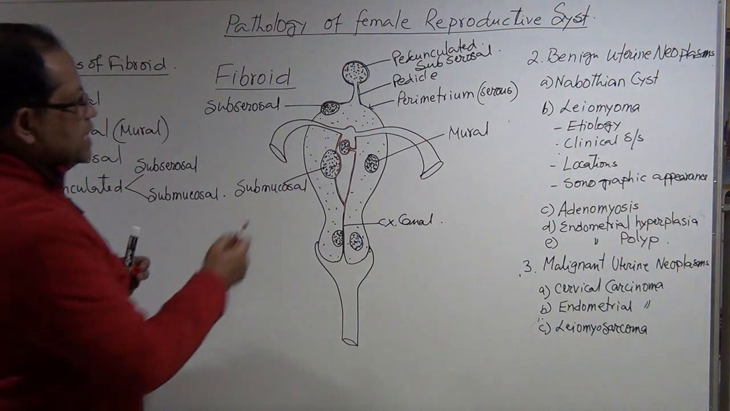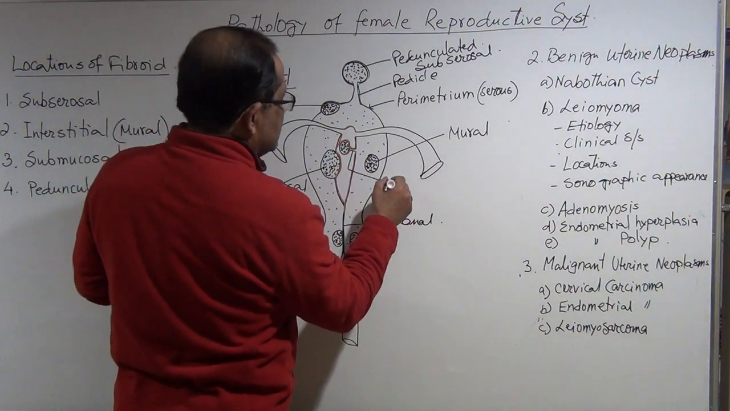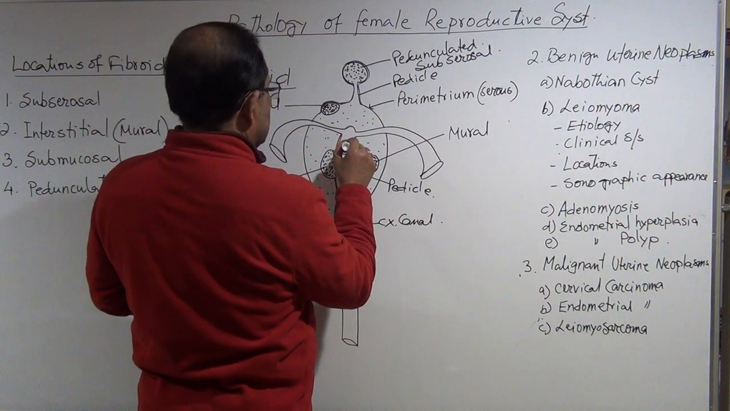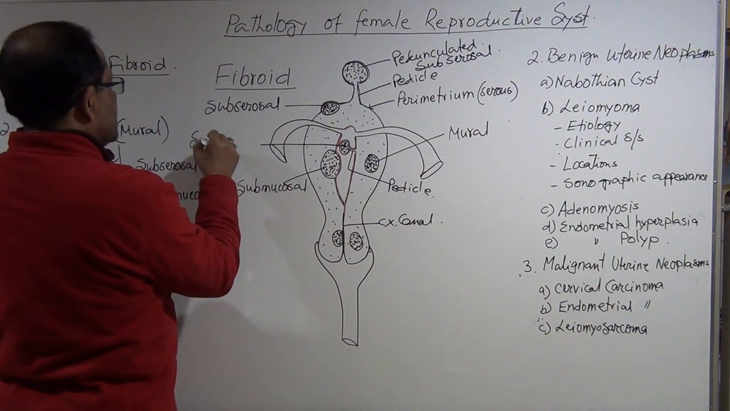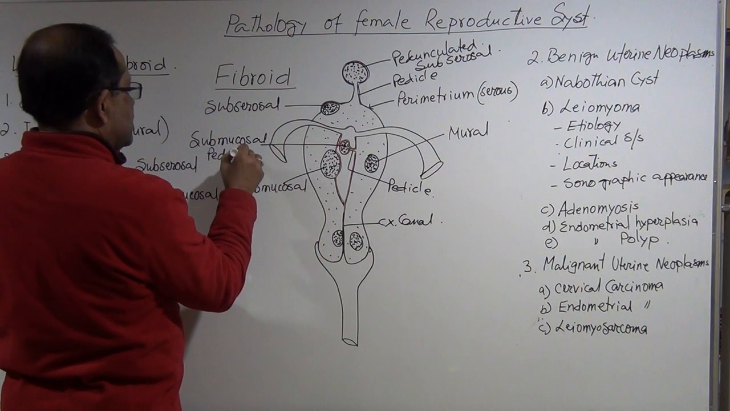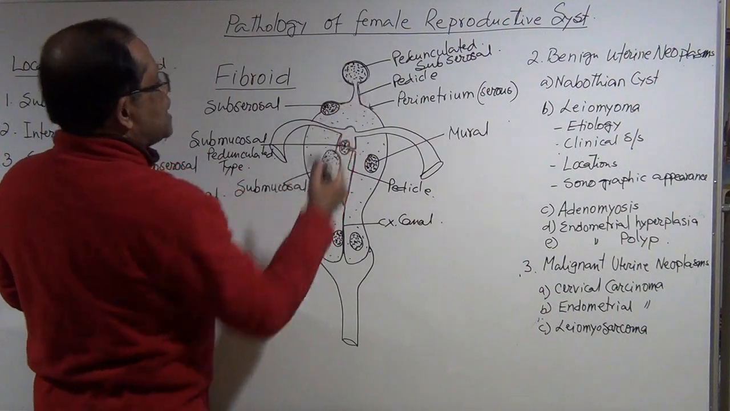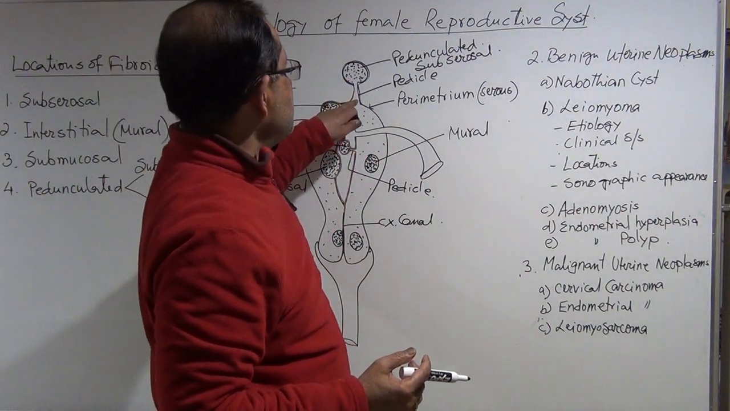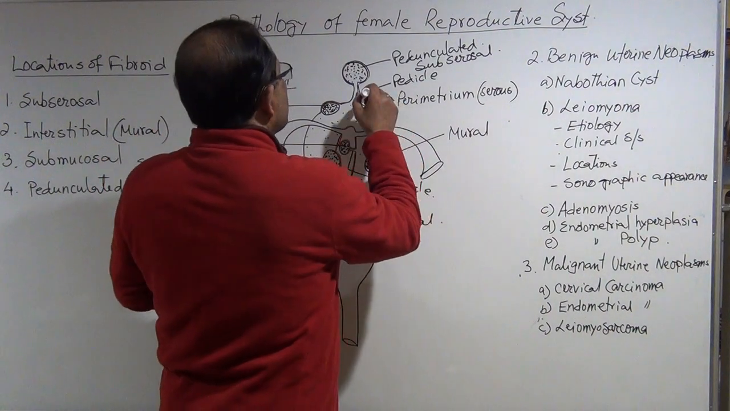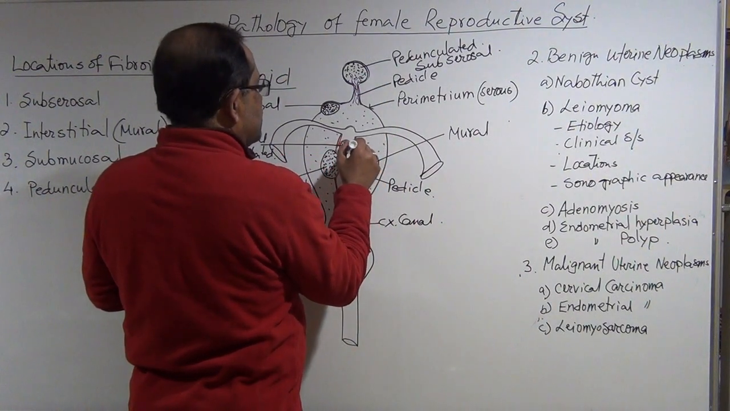Okay, this is pedunculated submucosal type. This is the pedicle, and this type is submucosal pedunculated type. These two are dangerous. Why? Because this has a pedicle, and through the pedicle the blood vessels are traveling.